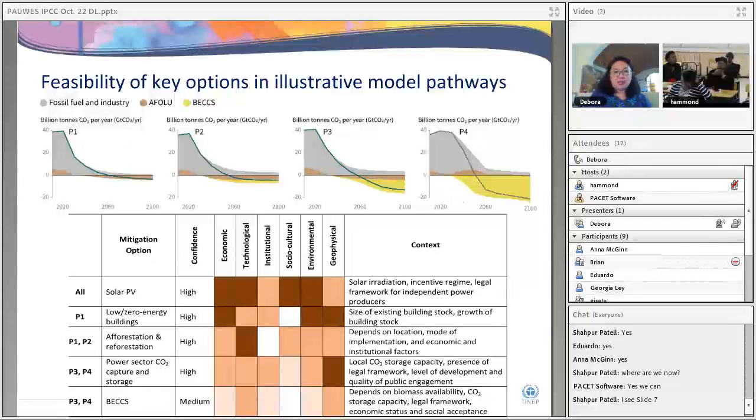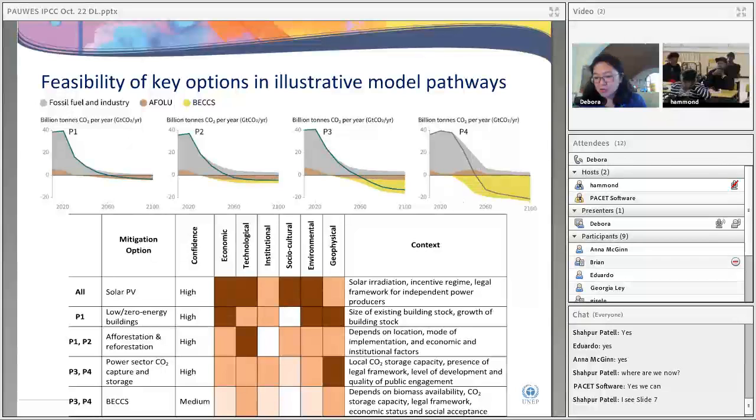So if we look here, starting with mitigation, the darker the cell color is, it means it's highly feasible. Medium color is medium feasibility, and the lighter color is low feasibility. And the squares that are white mean that it's not applicable.